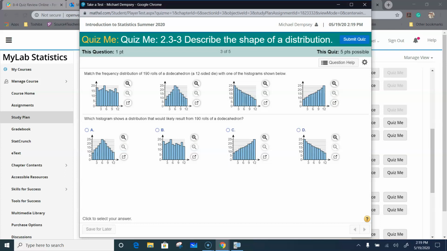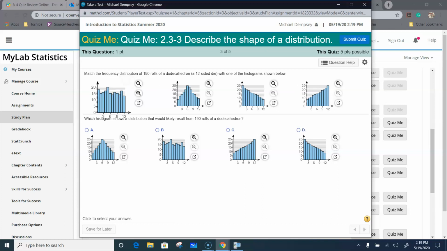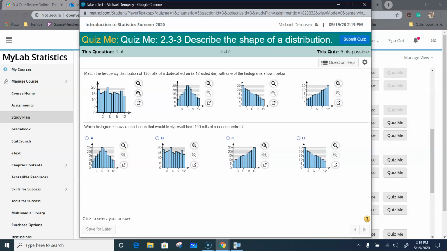Okay. Match the frequency distribution of 190 rolls of a dodecahedron with one of the histograms below. So if it's a 12-sided die, it ought to land on the same number with about the same frequency. So that would, to me, would be this first one here. So which histogram would most likely be that? I'm going to pick B. I don't know why they gave me two different groups of 4 there.